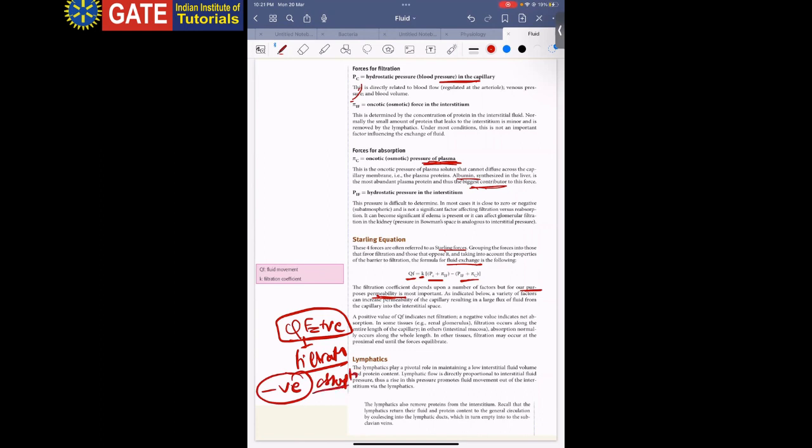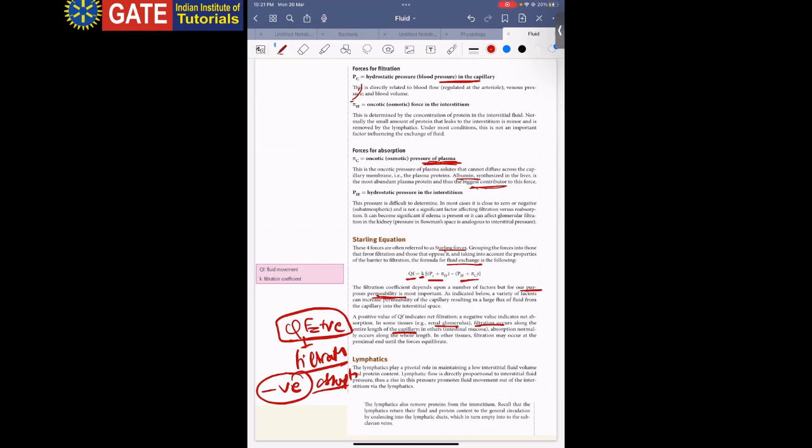So in the kidney, like the renal glomerulus, the filtration part is the most important. So the filtration occurs along the entire length of the glomerular capillaries. In the intestinal mucosa, absorption occurs along the whole length, because absorption is the main process here. So these are the different things which we need to talk about regarding the Starling forces or the Starling equation.